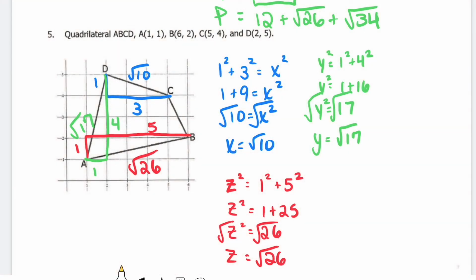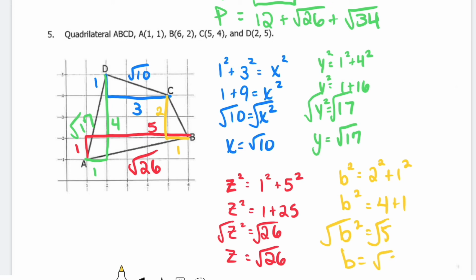And then lastly, I have CB. So I have 1 and 2 as my lengths. I'll call this one B. B squared equals 2 squared plus 1 squared. So that side is radical 5.